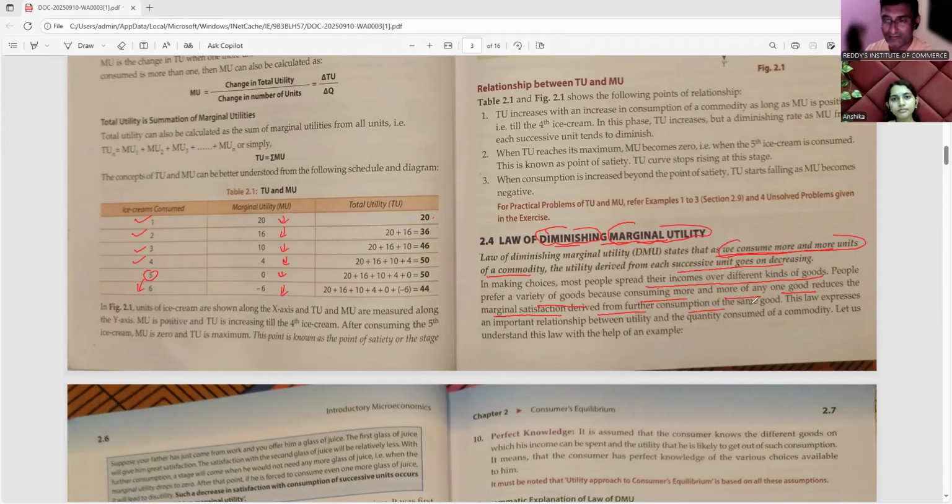So this is what happens in the law. That is why this law expresses an important relationship between utility and the quantity consumed of a commodity. We have already seen the meaning of utility. Utility means the maximum satisfaction you get from goods or services. Let us understand the law with the help of an example.